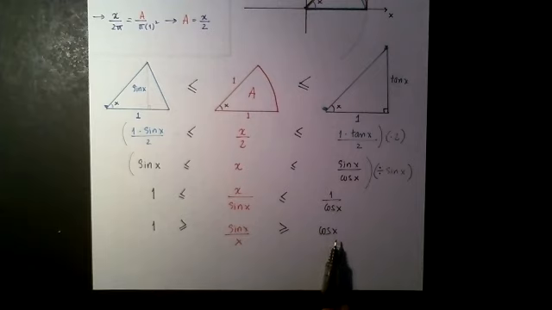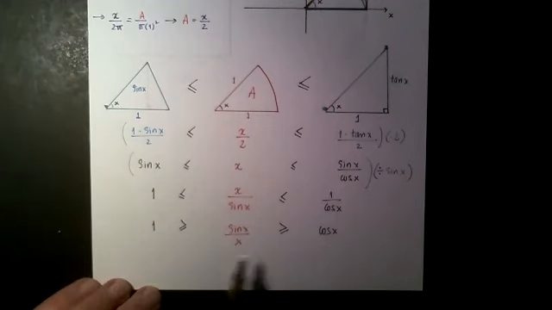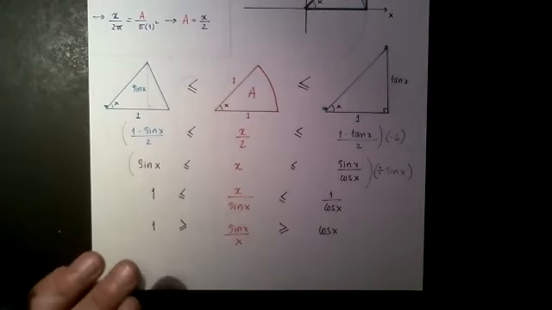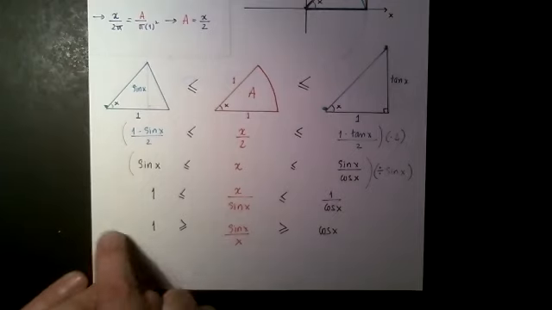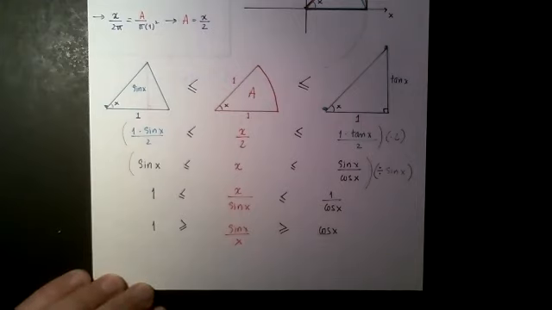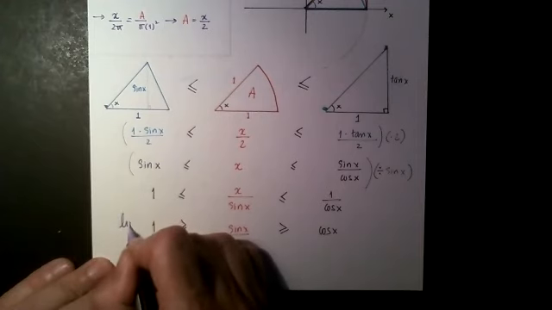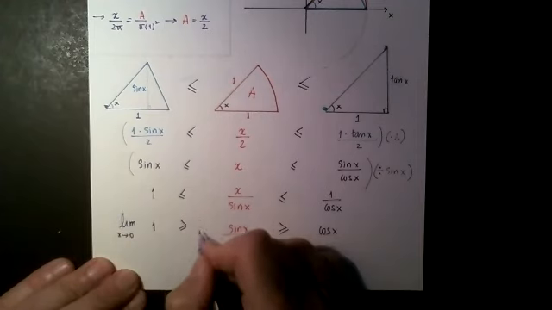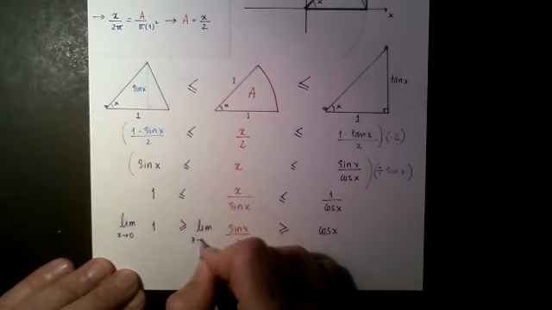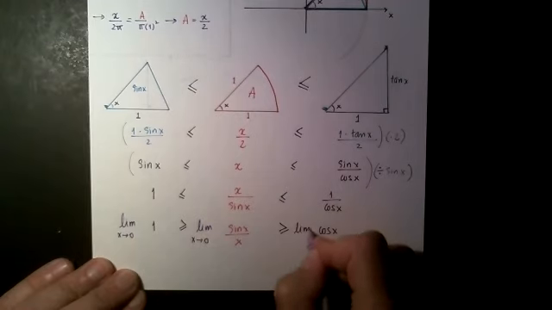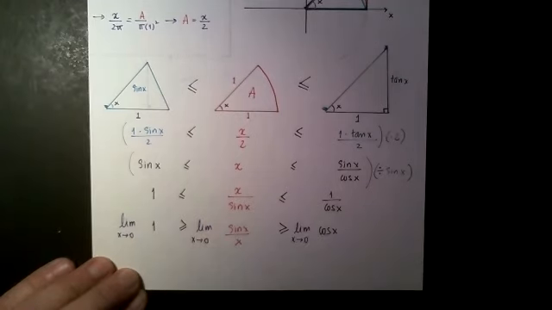So if x is very, very small, this inequality will still hold. And so I could evaluate the limit on each side here. That's what I'm going to do. I'm going to take the limit as x approaches 0 here, the limit as x approaches 0 here, and the limit as x approaches 0 there. And then I'm going to calculate things.